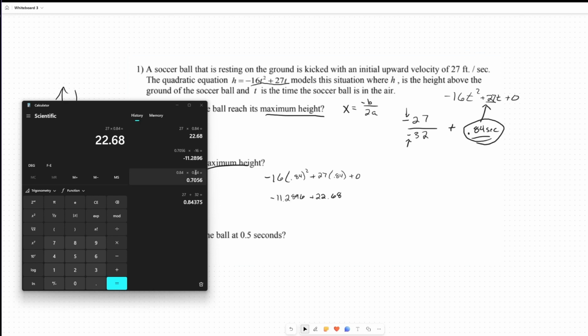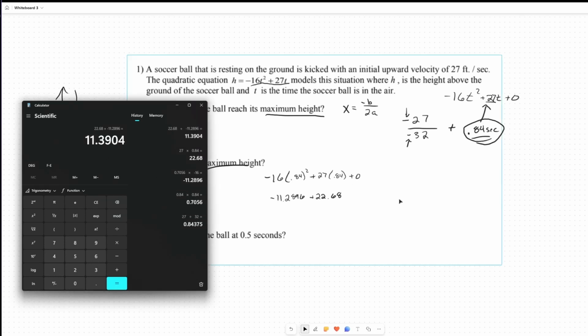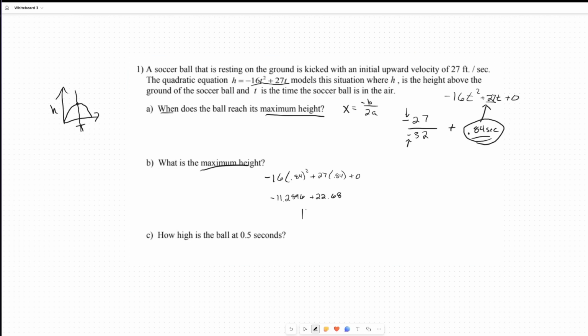So first I squared 0.84 to get 0.7056, then multiplied that by negative 16 to get negative 11.2896. Now I'm going to add that to this 22.68. I'm going to add that negative 11.2896 to see that we get 11.39. So about 11.39, and it looks like we are in feet, so it's going to be feet.